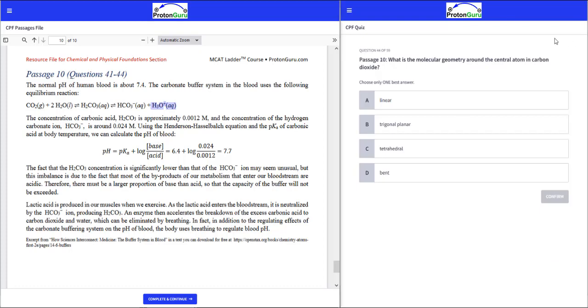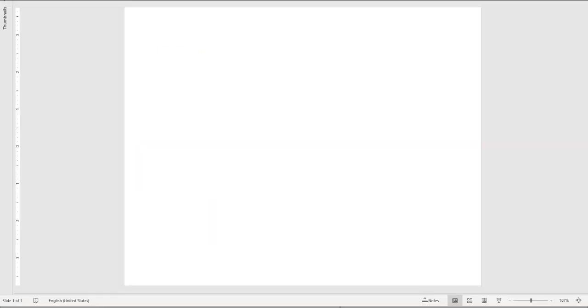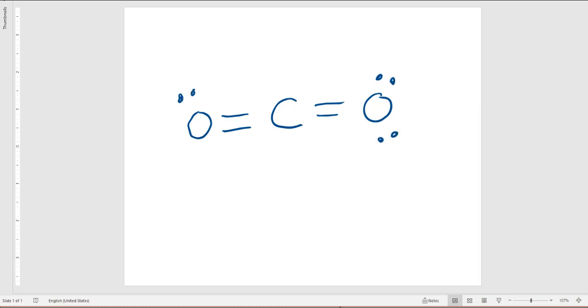The last question is, what is the molecular geometry around the central atom in carbon dioxide? It gives a variety of different choices. Well, to look at the Lewis dot structure, we'll pull up our whiteboard. We'll have to draw the carbon with 2 oxygens. Try to give everything an octet. So the carbon has an octet through the bonds. Here are the lone pairs. Remember that you want to make sure you don't use too many electrons.